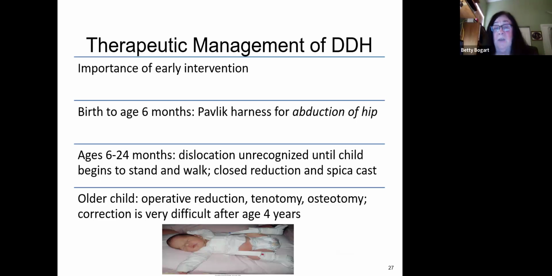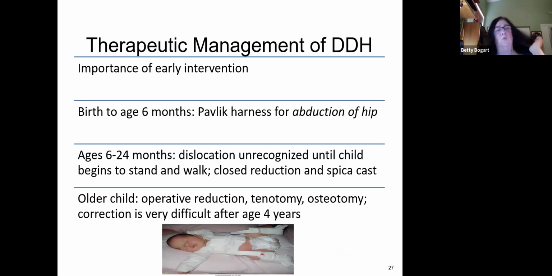Neonates. So you can see why early intervention is what's going to help this child, notifying and seeing that this kid has an abduction of the hip. So let's get that Pavlik harness on. And what does the Pavlik harness do? It abducts. It brings that hip up to where it needs to go. You need to know that term, abduction of the hip.